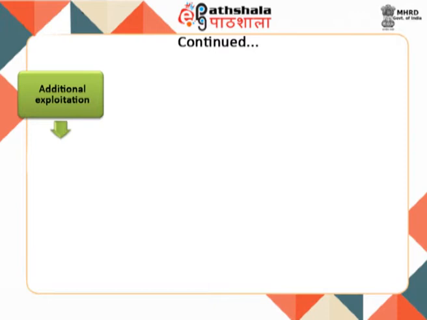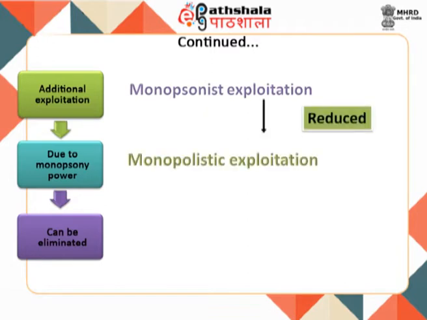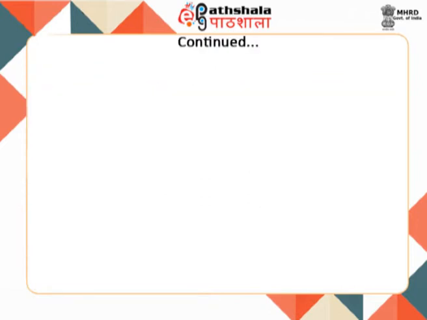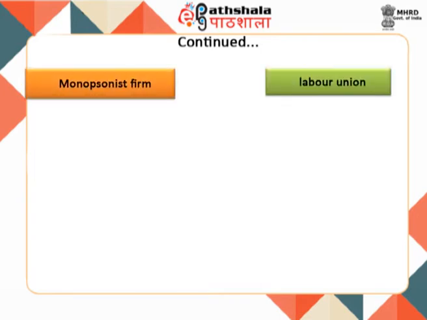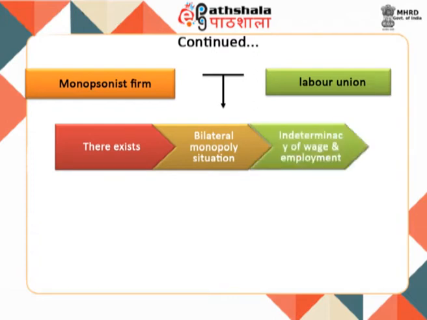However, the additional exploitation due to the monopsony power of the firm can be eliminated. This implies that monopsonist exploitation will be reduced to monopolistic exploitation. The labor union cannot remove monopolistic exploitation. The presence of both a monopsonist firm and a labor union in the factor market implies that there exists a bilateral monopoly situation, and consequently there will be indeterminacy of wage and employment.